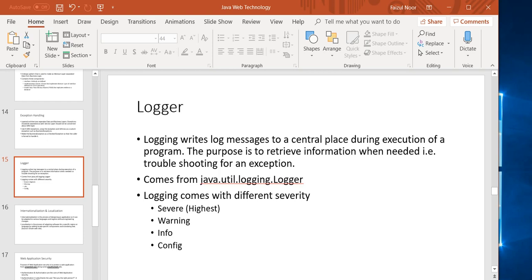So the logger is a utility coming from Java, and this is the package java.util.logging.Logger, and logging comes with different severity levels: severe, warning, info, config. So the severity means the highest is severe. That means it's the highest exception. We have to immediately look into it. Something very bad happened.